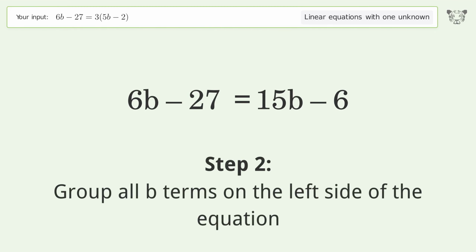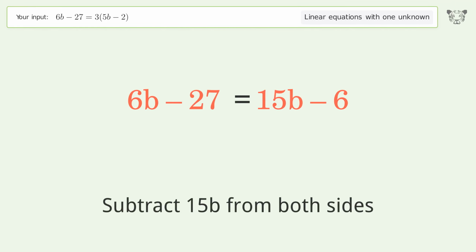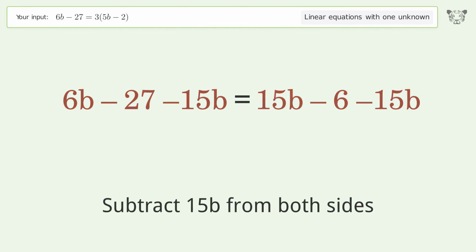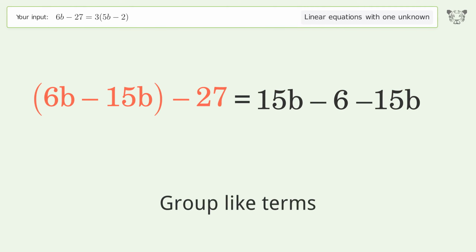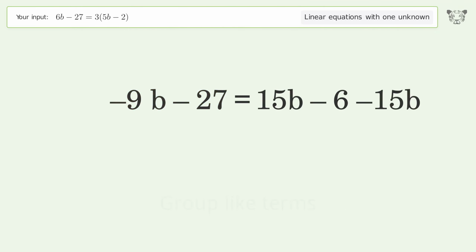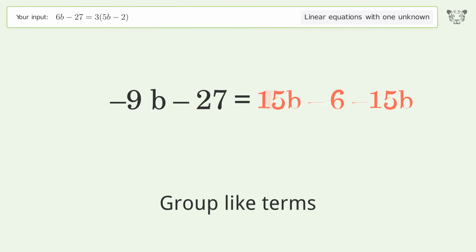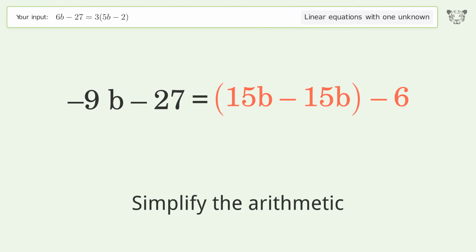Group all b terms on the left side of the equation. Subtract 15b from both sides. Group like terms. Simplify the arithmetic. Group like terms. Simplify the arithmetic.